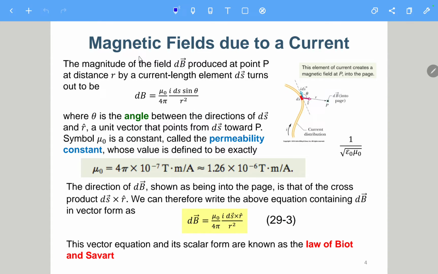So here it talks about the magnetic fields due to a current. Here you can see a wire, and we assume the current is going from bottom to top. This wire is not straight. In that case we can try to cut this wire into many segments, and every segment you can consider a straight line.